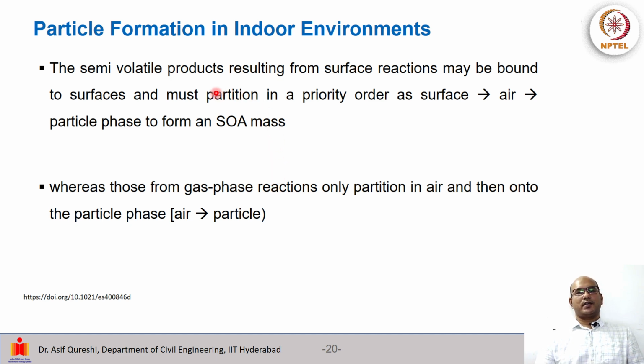Now, when we are looking again at particle formation, the semi-volatile products resulting from surface reactions may be bound to surface, because these are surface reactions, and then they must partition in priority order as surface to air to particle phase to form an SOA. So, something which is attached to a surface has to come to air, then have some reaction, and then go to particle phase to form SOA mass. Whereas those produced from gas phase reactions will only partition to air and then on to the particle. So, if it already exists in air, it will partition to the particle phase, and your secondary organic aerosol is formed.